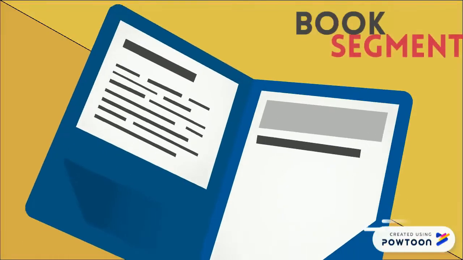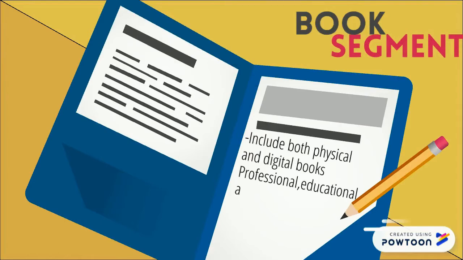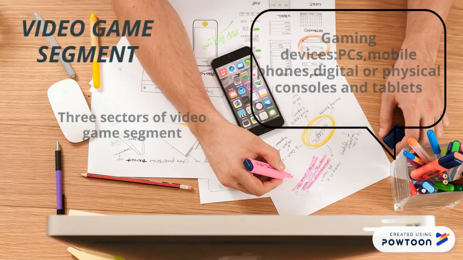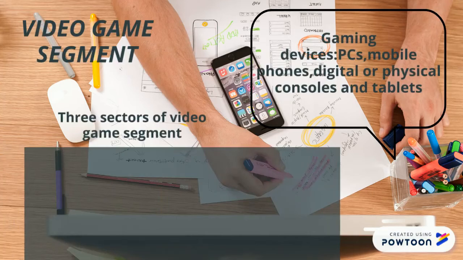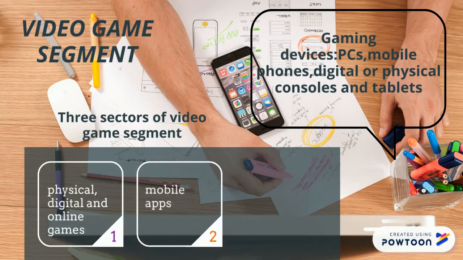Book segment would include both physical and digital books. Professional, educational, and consumer sectors are included in the book segment, so it is universal. The last segment, video games. There are 3 sectors of video games. First, physical, digital, and online games, mobile apps, virtual and augmented reality.